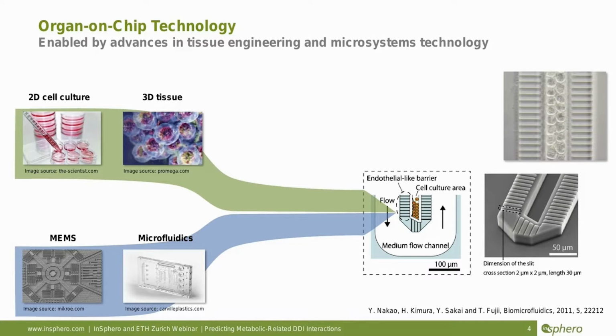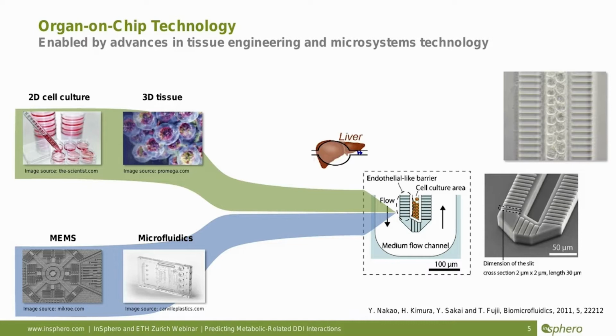One of the examples can be seen here on the right side from the Fuji lab, where we have three-dimensional cells that are incorporated inside a small channel where they are building three-dimensional structures, and the device has been engineered in a way that they incorporated an endothelial-like barrier using very small channels that mimic this endothelial barrier in vivo. So this is a very nice and very early example of such a liver on a chip.